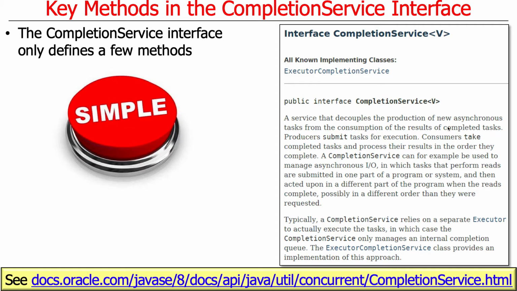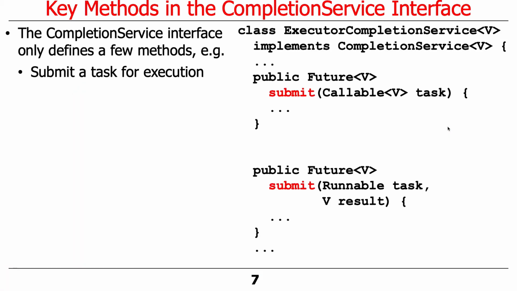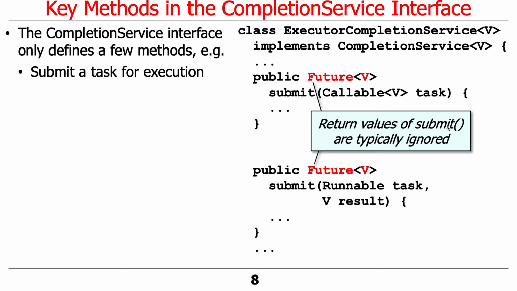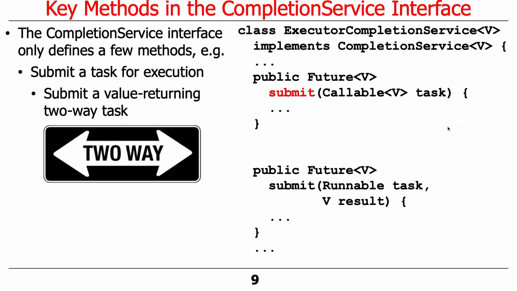Very simple interface, just a handful of methods. There's really only 3 method names, 2 of which are overloaded, so really a total of 5 methods. There are methods for submitting a task for execution, and as you can see here, both these methods return a future, but you typically ignore that future. You don't care about this future because you're going to get the results back through take or poll, as we'll see momentarily. About the only reason you would ever want this future would be to cancel the task if you wanted to.